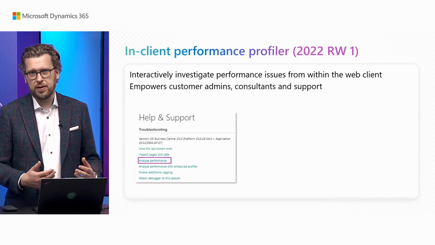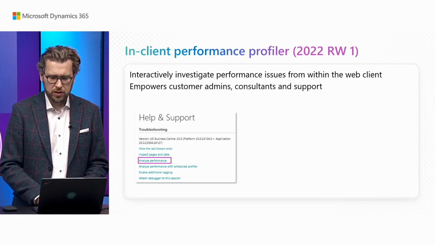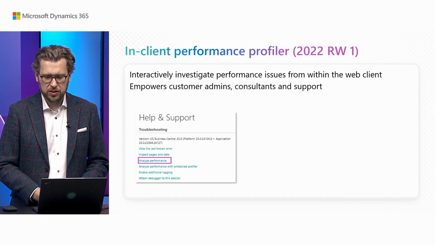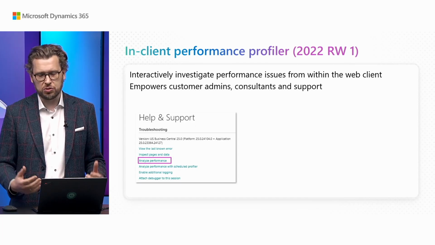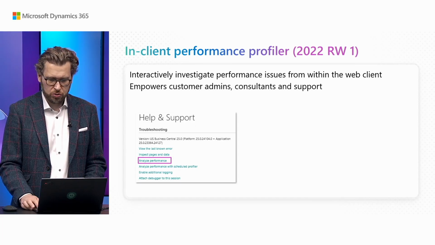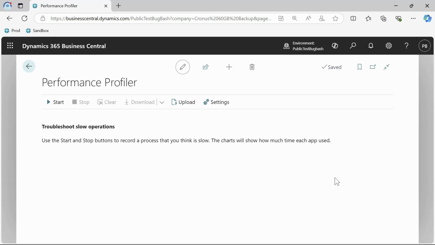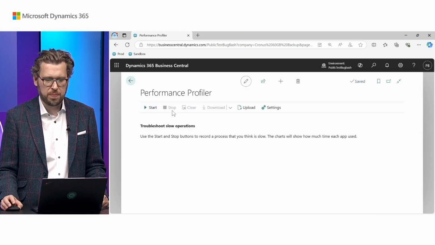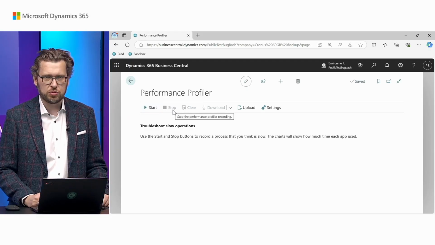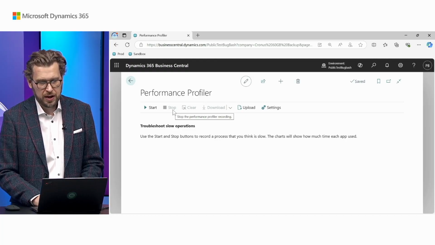So as a recap, you open the In-Client Performance Profiler tool from the Help and Support page. There's a troubleshooting section where you can choose Analyze Performance, or you can also search for Performance Profiler in the Tell Me. So let's switch to the client and see what happens then. So here we now see the In-Client Performance Profiler that we had in the product for quite some releases. The concept is that you can start a recording, you perform your repro steps, you stop, and then you inspect the results to try to identify what could be slow. Let's try that out.